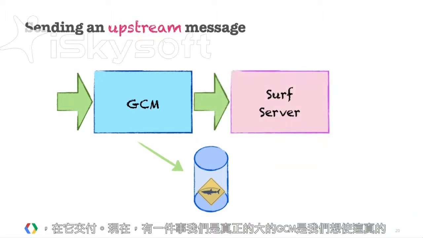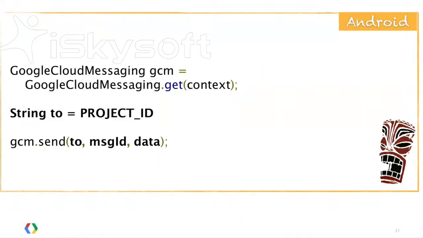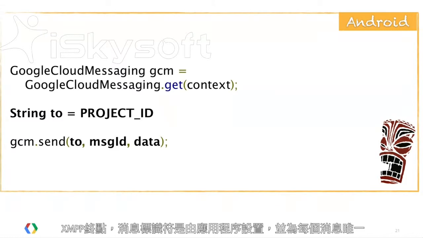Now, one thing we are really big on in GCM is we want to make this really simple. So the API to upstream these messages just looks like this. You instantiate a Google Cloud Messaging object, you invoke the send method, and you're done. There are 3 parameters. The first is the project ID that the Surf server used to authenticate with our XMPP endpoint. The message identifier, again, is set by the application and is unique per message, and the payload.